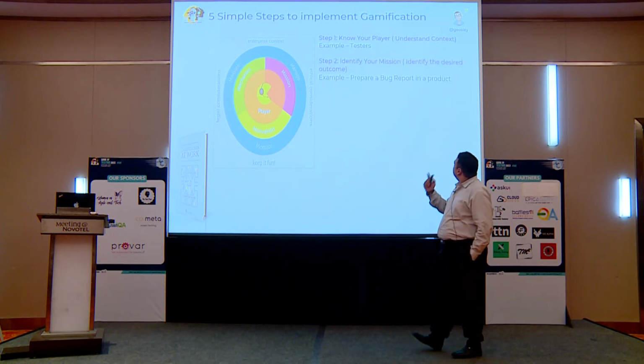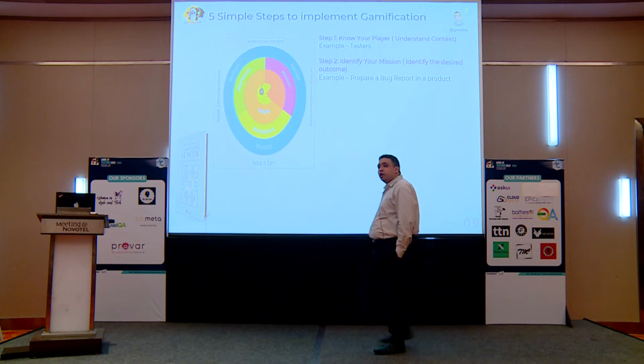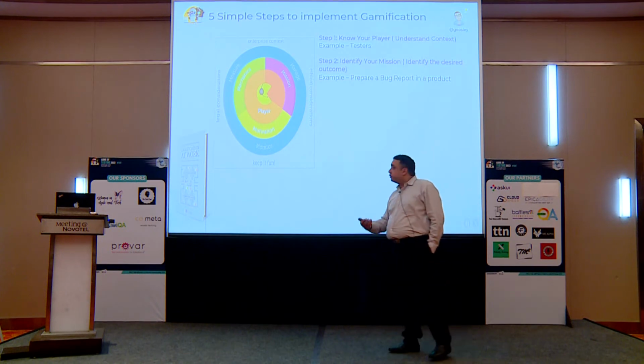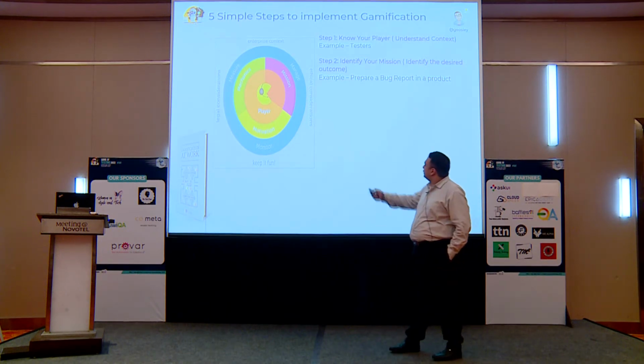The second concept is identify your mission. What is the desired outcome of the gamification that you want to take? An example could be preparing a bug report for your product, which is basically the pink portion of the diagram.